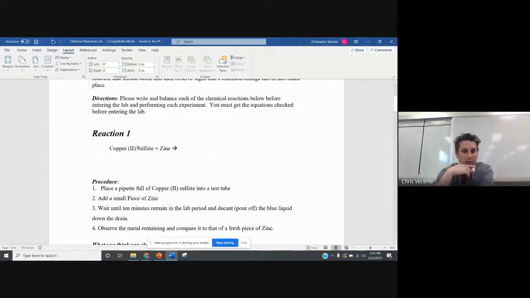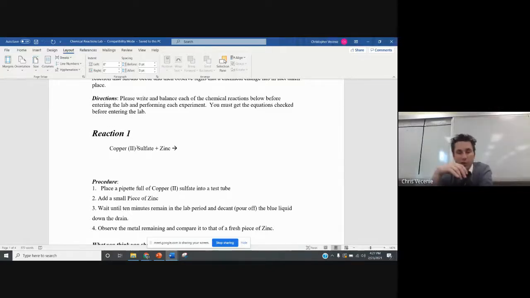So you look at reaction 1 here and see I've got copper 2 sulfate plus zinc. I can do the first one in terms of helping you identify type. I'm not giving you a formula, so you know it's not a combustion. Then I look to see what I'm working with. Copper 2 sulfate is 2 words, so it's a compound. Zinc is 1 word, so it's an element.